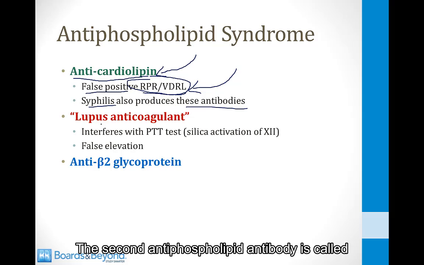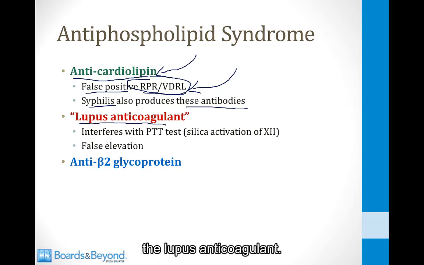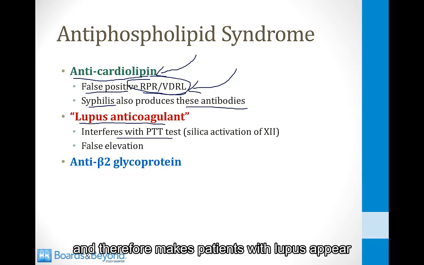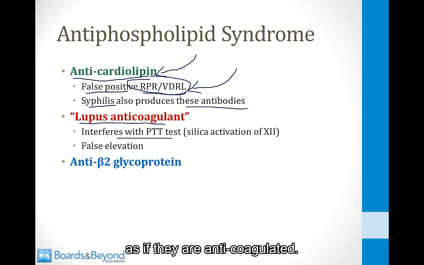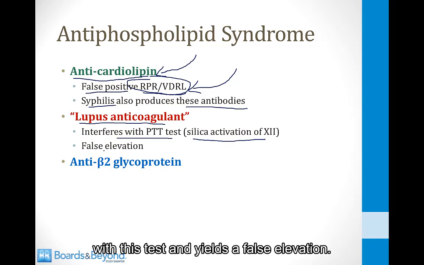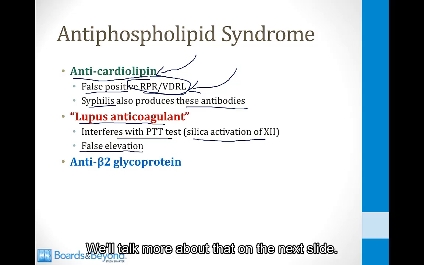The second antiphospholipid antibody is called the lupus anticoagulant. It gets this name because it interferes with the PTT test and therefore makes patients with lupus appear as if they are anticoagulated. Recall that the PTT test involves silica activating factor 12 and activating the intrinsic pathway of coagulation. The lupus anticoagulant interferes with this test and yields a false elevation. We'll talk more about that on the next slide.